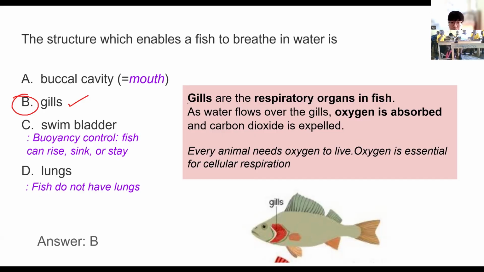And you can see that the gills are the respiratory organs of the fish. Fish do not have lungs, so it's not lungs. It's the gills that serve this purpose of absorbing oxygen and expelling carbon dioxide. And every animal needs oxygen to live because oxygen is very important for cellular respiration. When we need energy, we use oxygen. Okay, so it's the gills that take in oxygen for the fish.